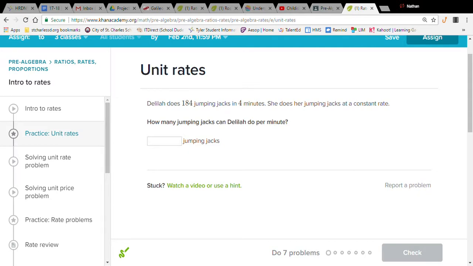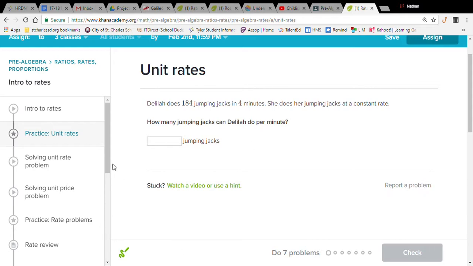Alright, it's Mr. Bernay. We're going to look at the first Khan Academy assignment in this new unit. It has to do with unit rates. There are a couple different ways you can solve these unit rates. Unit rates are when you see things like per minute, which means every 1 minute. So a unit rate is similar to a regular rate.